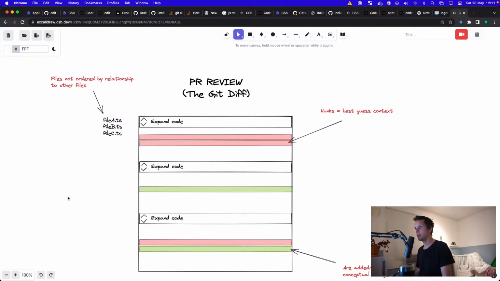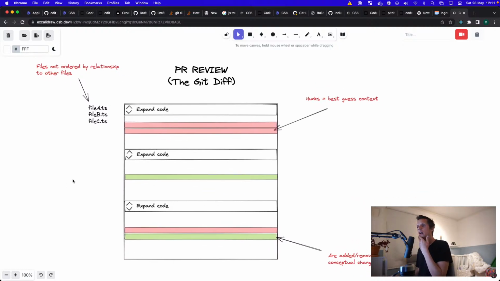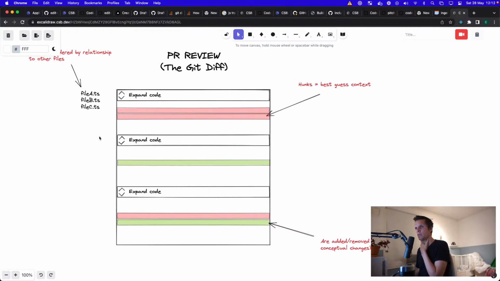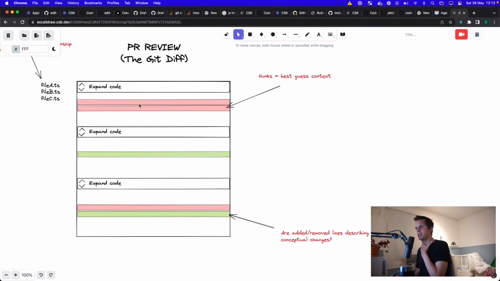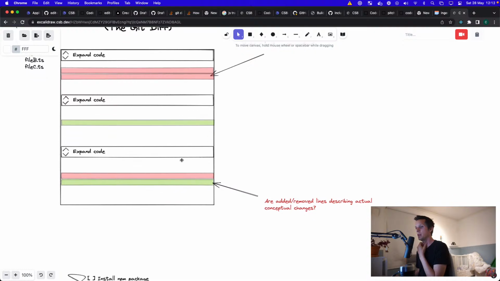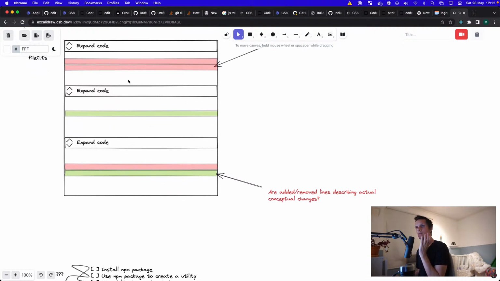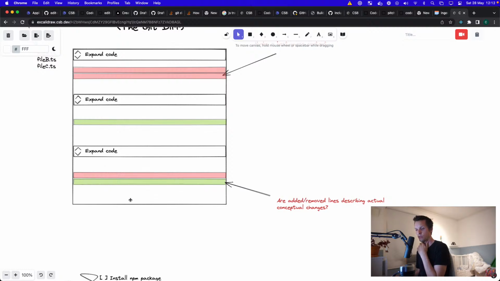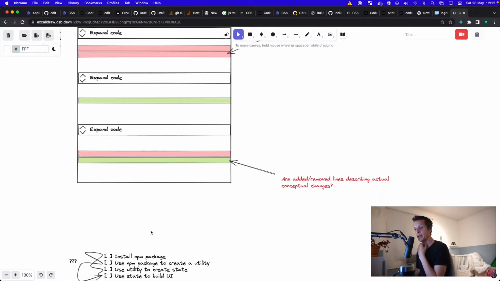So what I did is I did this presentation where I talked about how the current PR review works, where it's just a bunch of unordered files, and you have these hunks that guess the context of the changes as if they are conceptually tied together. Sometimes it's correct, sometimes it's not correct. And then at the end of the day, it's basically just removed lines and added lines. It's not very focused on the actual change you're making and why you're making it.